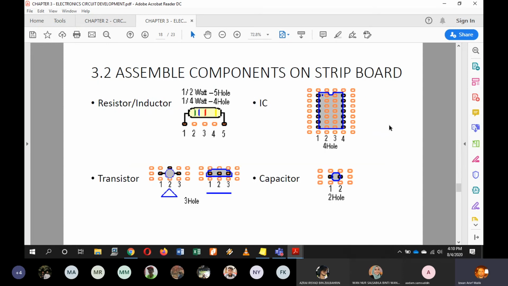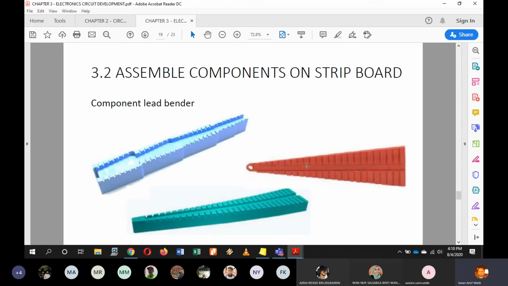Assemble on the strip board: resistor, inductor. Okay, normally we use 5 holes for half watt, for quarter watt 4 holes. Normally kita pakai 5 holes lah. IC 4 holes, capacitor 2. The reason why, because the capacitor ni dia melonjong, okay, dia panjang. Transistor normally 3 lah, because we have 3 pins for transistor.